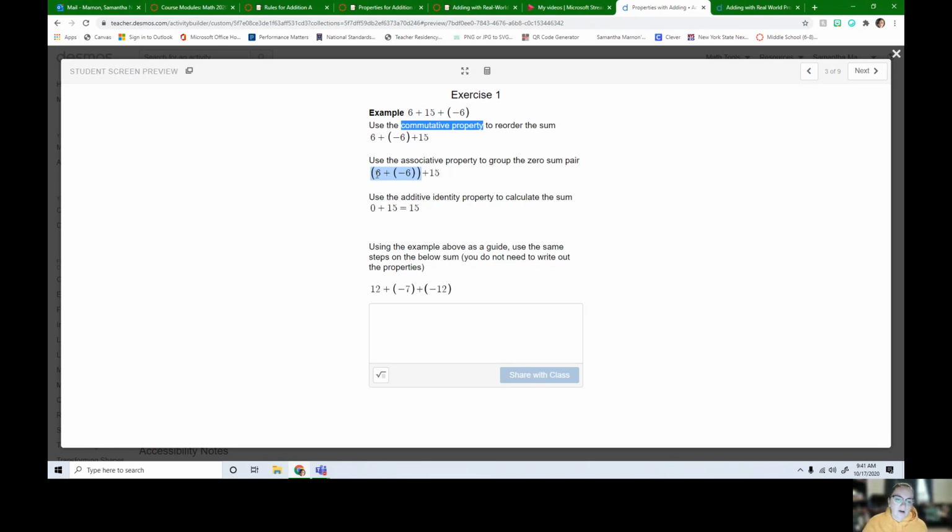Then they said, okay, I want to do these first. I want to group these ones together. That's the associative property, putting those together. We know our additive inverse will make it 0, and then additive identity tells us that when we do 0 plus any number, the value of that number doesn't change. So 0 plus 15 is still 15. So we can use this example as a guide. Right now, here we have 12 plus -7 plus -12. You should be having a light bulb moment about that 12 and that -12 and what you want to do. So if you haven't done this one yet, pause the video and try it.